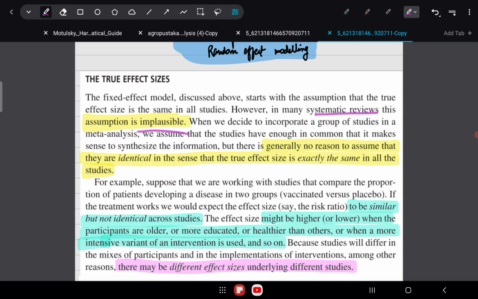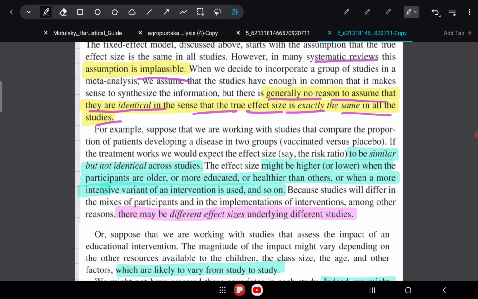Okay, so generally there is no reason to assume that these studies are identical, in the sense that the true effect size is exactly the same in all the studies. So when we are doing a meta-analysis of studies which are maybe done in different ethnic groups, or maybe the dose of the drug is different, or the dosing regimen is different, basically the study designs or the population are different, or the variables which may affect the outcome of the study are different across the studies, we cannot assume that the true effect size will remain the same across all the studies, right?